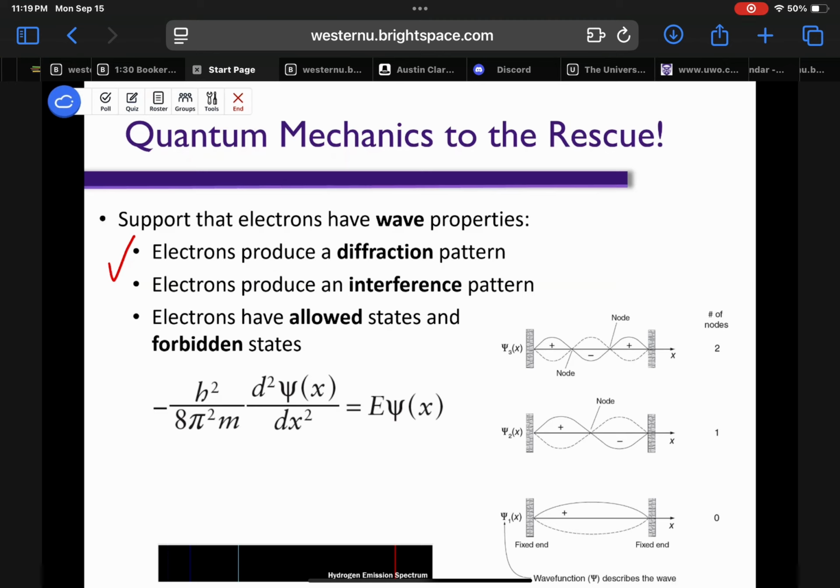It could have no nodes, just going up and down. Or it could have a steady state with one node, oscillating, positive phase, negative phase, but having one node. You can't have half a node. That's not going to be stable and continue. But we can have 0 nodes, or 1 node, or 2 nodes, or 3 nodes. And as the energy increases, the number of nodes increases. And we're going to see electrons follow this behavior as well.